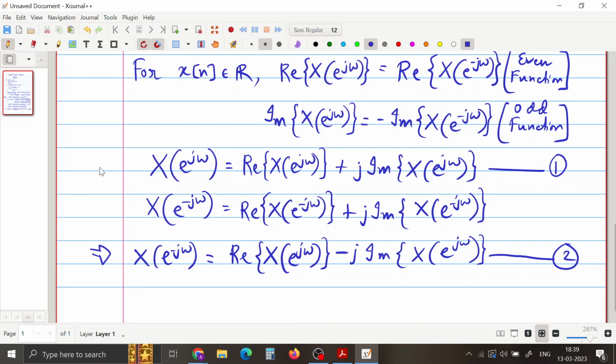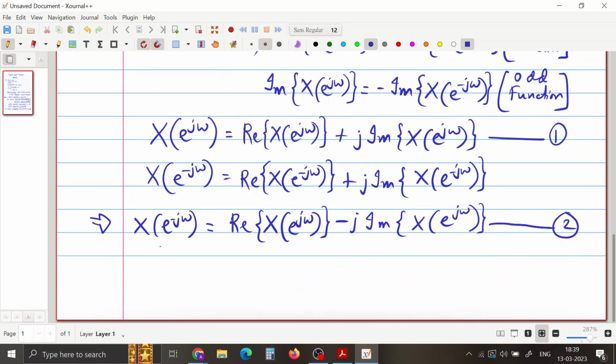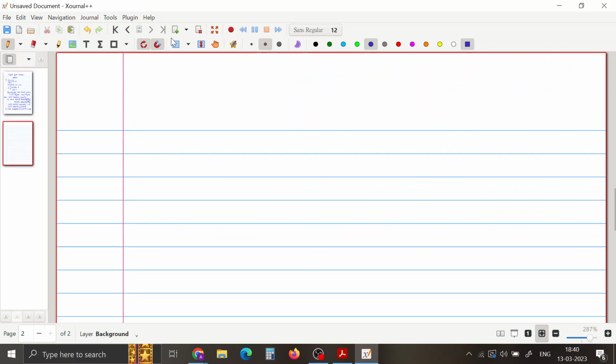Now if we just subtract equation 2 from equation 1, you will be getting 2 times the real part of X of e power j omega. Am I correct? No, we are subtracting, we are not adding. So change the sign and add, 2 times j times the imaginary part. Correct, only the imaginary part will prevail.